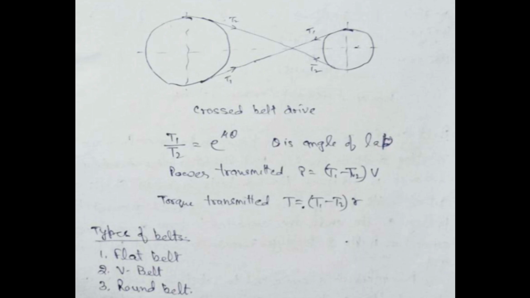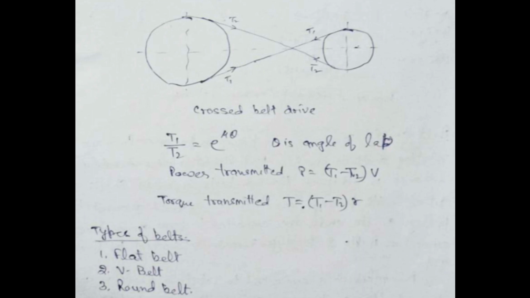Now, what is angle of wrap? You can see the belt is not in contact with whole the pulley all the time. The angle which it makes at the center, that is known as angle of wrap. The portion of pulley which is in contact with belt, it makes the angle at the center, that angle is known as angle of wrap.